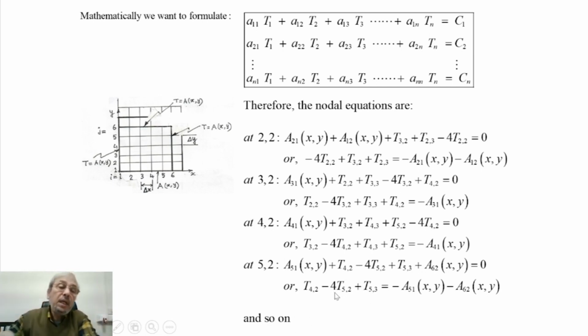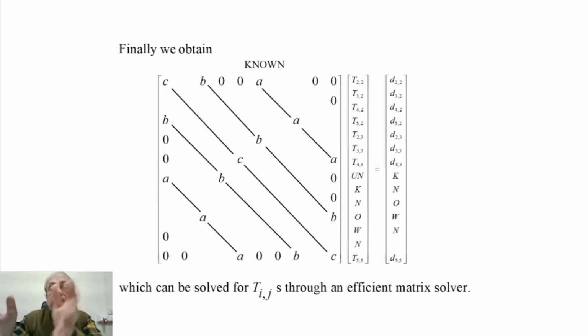So this way, if we write governing equations at each point, we will get a system of equations, and as I mentioned earlier, we can express those as a coefficient matrix multiplied by the Tij unknown values equal to the known values on the right hand side, arising out of Dirichlet boundary conditions.